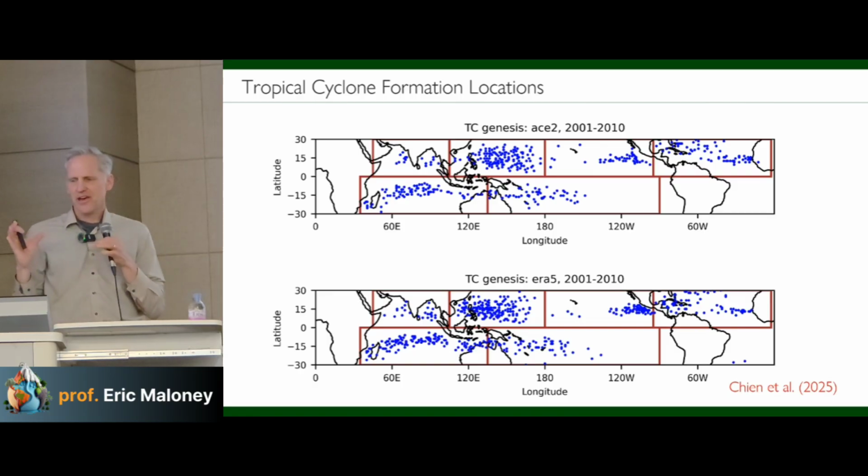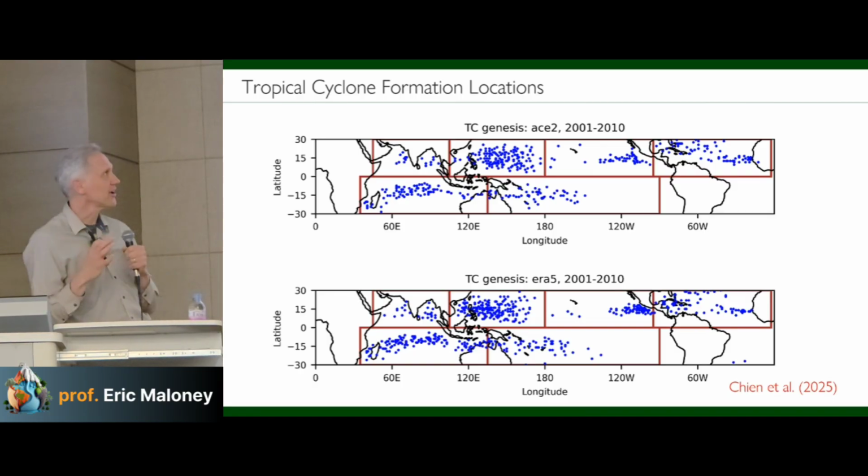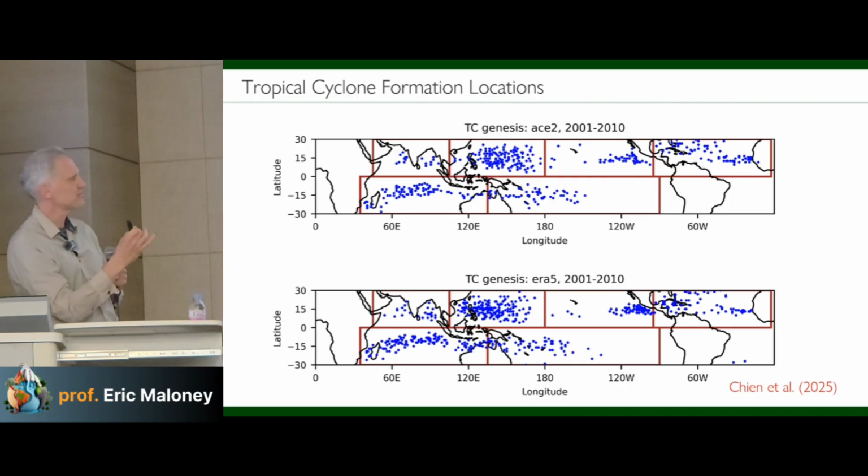All right, so I mentioned that we use a tropical cyclone tracker to diagnose tropical cyclones in the model and observations, and I wanted to show you, first of all, the formation locations for tropical cyclones, both in the model on the top and in observations here on the bottom. Each of those blue dots is where a particular tropical cyclone first formed.